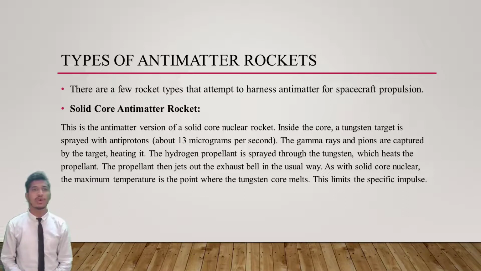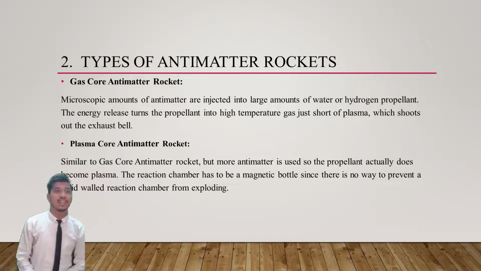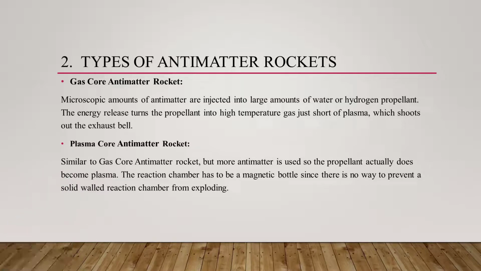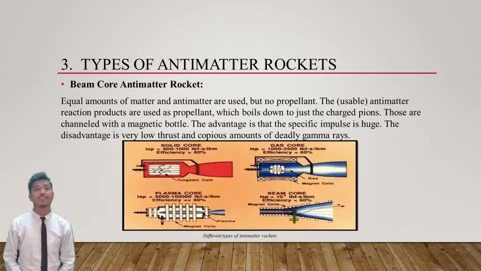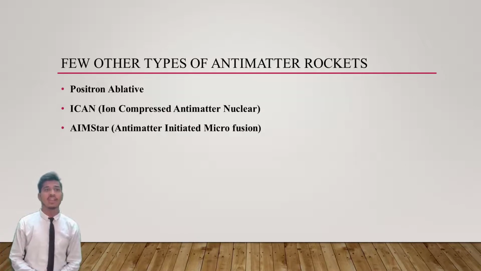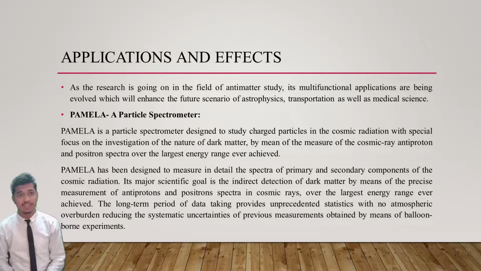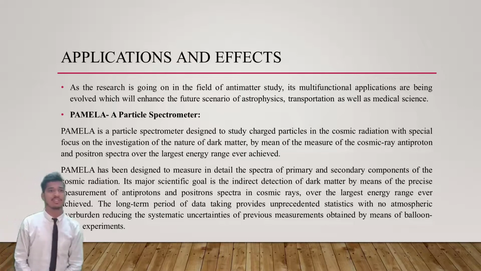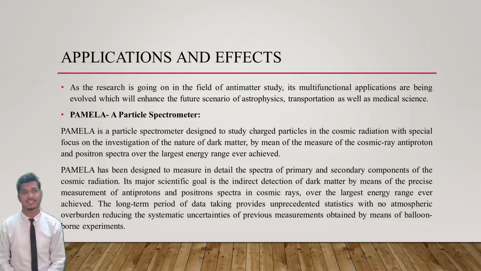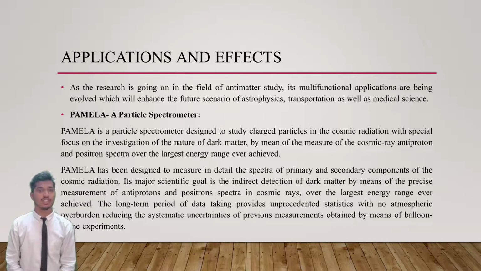First one is solid core antimatter, second gas core antimatter, and fourth one is beam core antimatter. A few other types of antimatter rockets are positron ablative, ion compressed antimatter nuclear, and antimatter initiated microfusion. Coming to next slide, applications of these topics are first astrophysics, second transportation, third medical science.